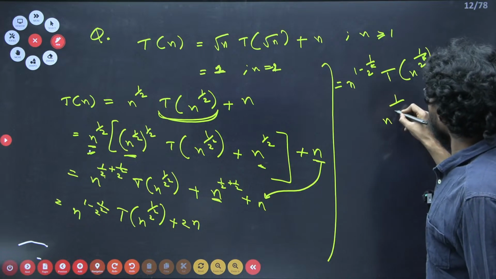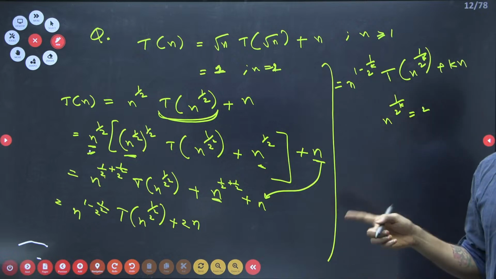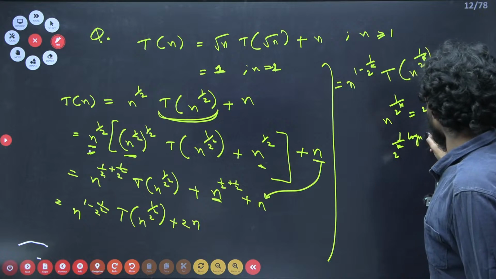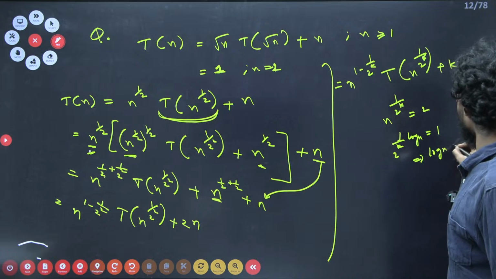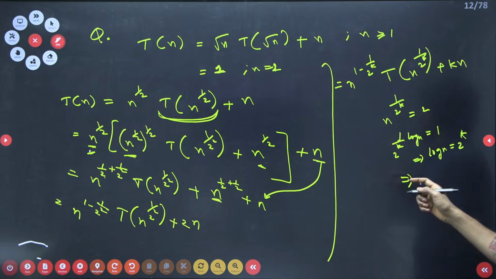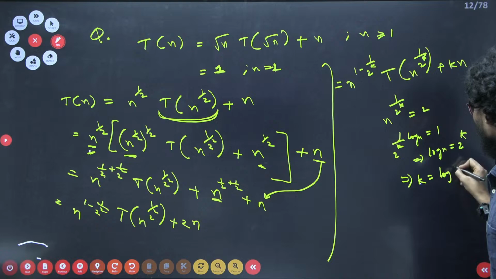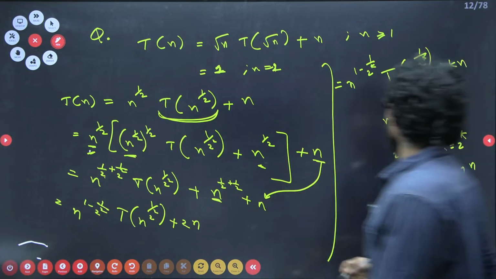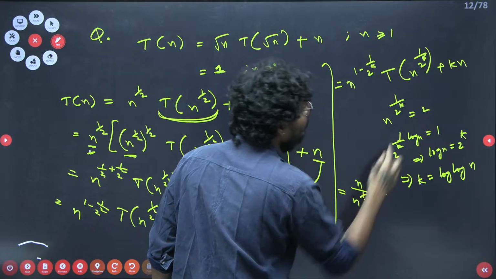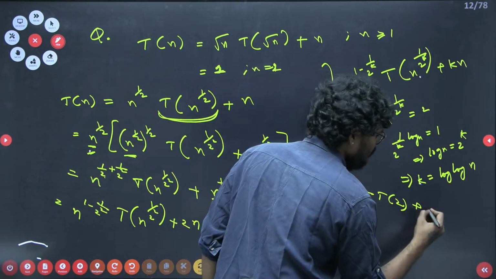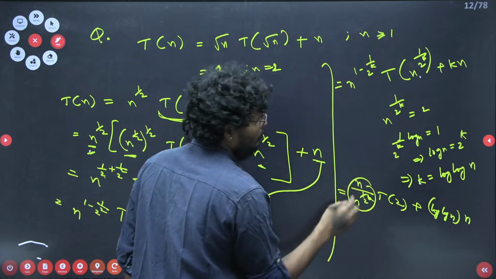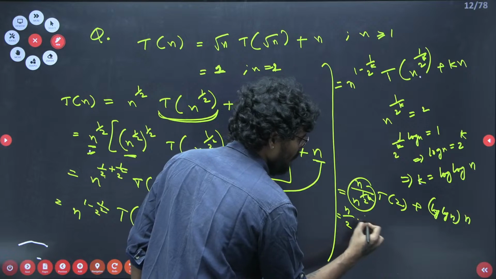So n raised to 1 by 2 power k, if we equate to 2, now apply logarithm base 2 on both sides. So we'll get 1 here, and then 1 by 2 power k into log n base 2. It will mean that log n is equal to 2 raised to k. Implies that, again apply logarithm base 2 on both sides, then you will get k is log of log n with the base 2. Now you substitute this back here. So this is n divided by n power 1 by 2 power k, into T of n power 1 by 2 power k is 2, plus k is log n into n. So this is nothing but n by 2 into T of 2 is 1, plus n into log n.